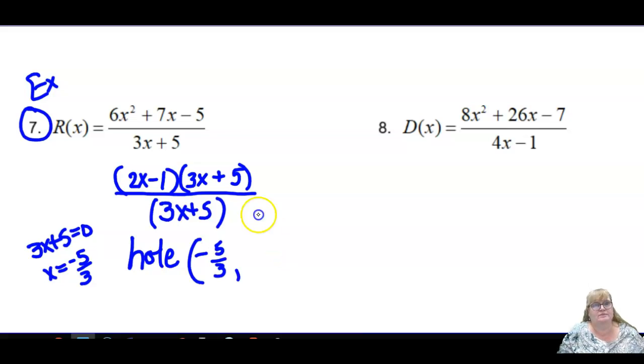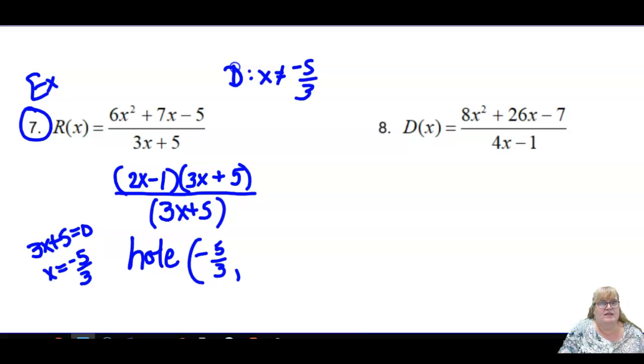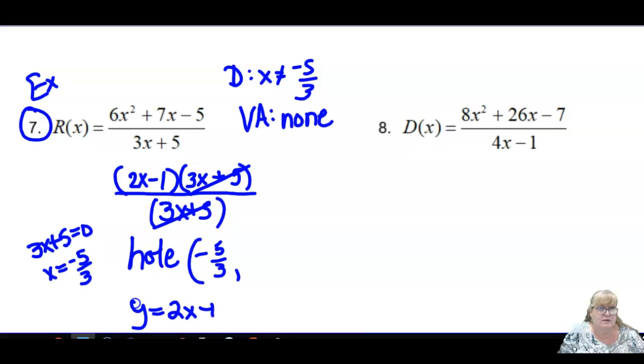Now, this is interesting. By the way, the domain would be x cannot equal negative 5/3. This has no vertical asymptote because this divides out. So the vertical asymptote would be none. So basically, this is going to graph as the line 2x minus 1. I can prove that too with synthetic or with division in a minute, but basically it's all going to divide out.